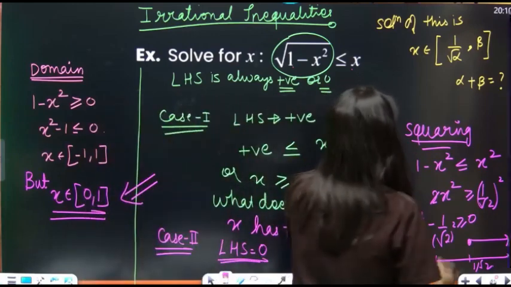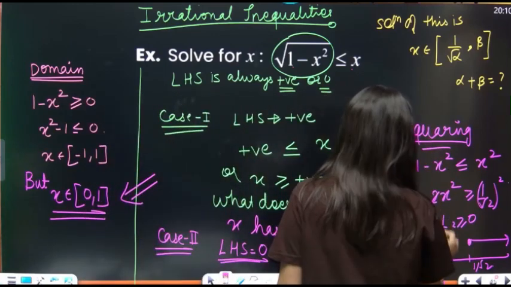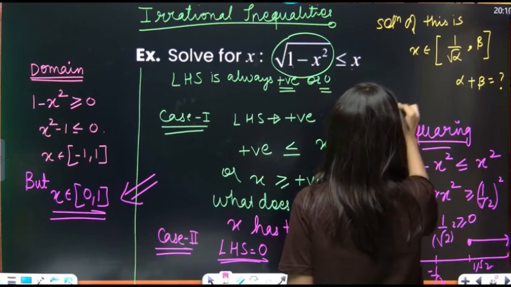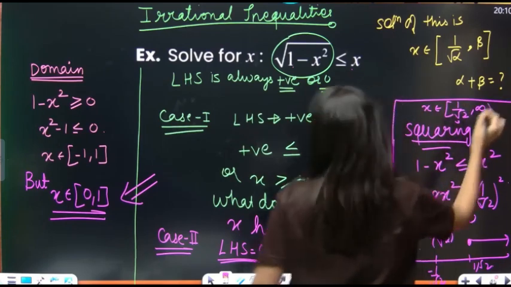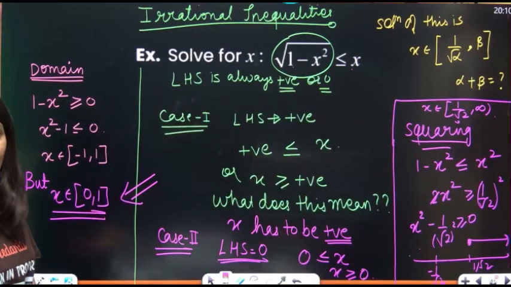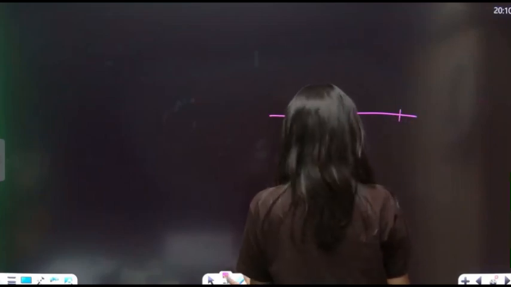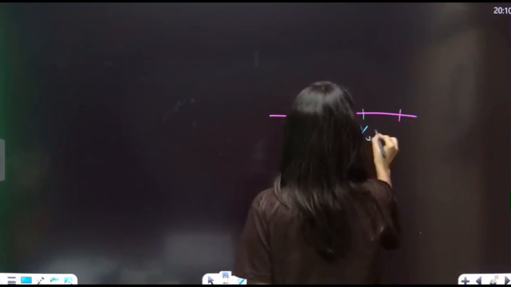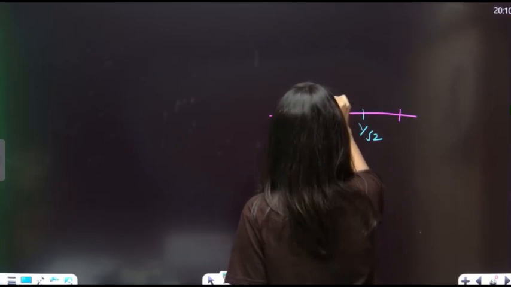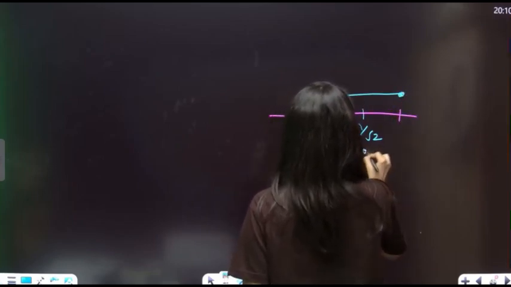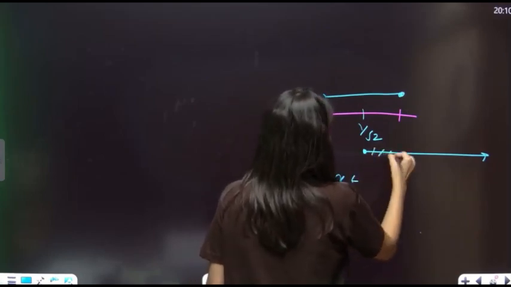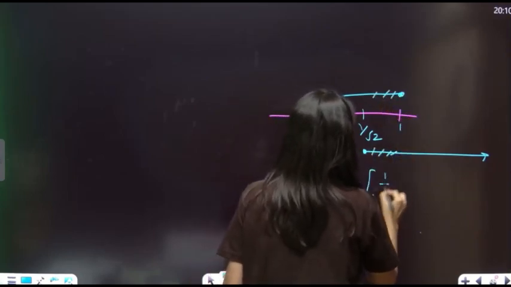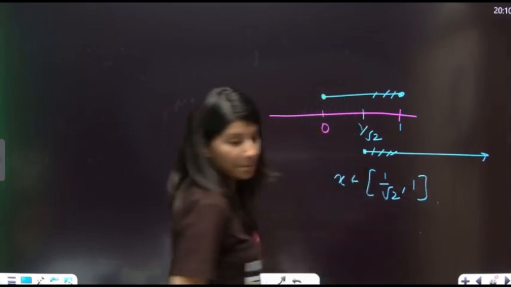So yeah, the solution is coming out as x belongs to 1 by root 2 to infinity. And this is saying 0 to 1. So if I take the intersection of 0 to 1 and 1 by root 2 to infinity, I think the final intersection part is 1 by root 2 to 1. Yes, everybody?